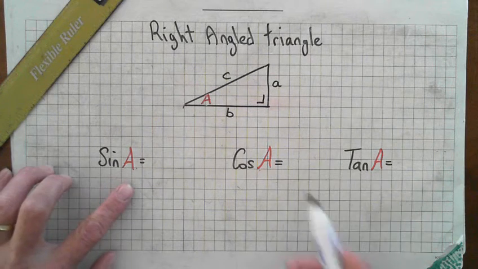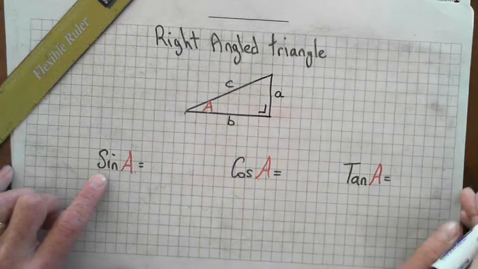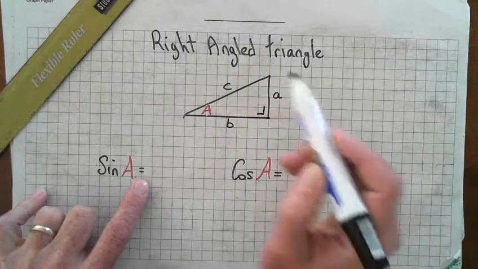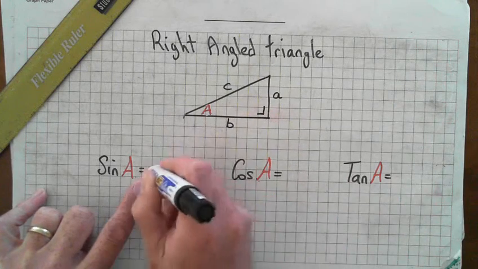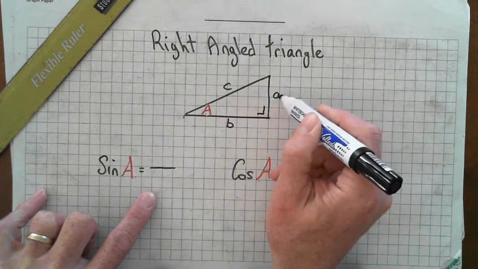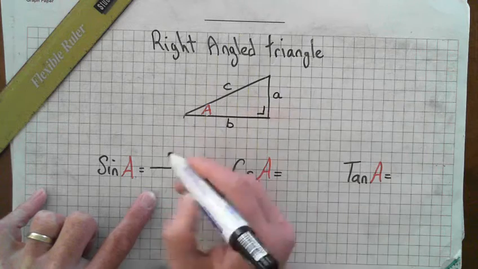Right, in the maths tables, this is what it looks like. This is what the right angle triangle formula looks like. So you've got the sine of A, and it's equal to, what do you think? A. What over what? It's equal to opposite over hypotenuse. So they have A over C written.